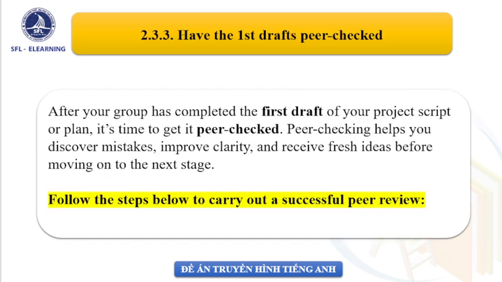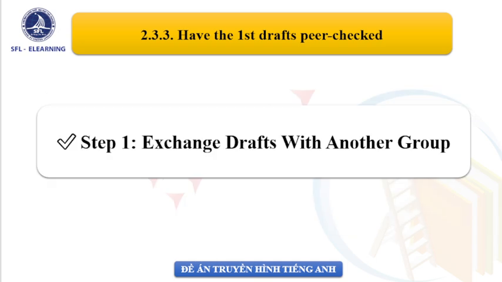After the group finishes the first draft of the plan, it's important that you also check it yourself. By checking yourself or checking with a friend in the group, you can discover mistakes and improve the clarity of the work. And of course, you can also receive fresh ideas from your friends before you move on to the next stage. If you want to have a successful peer review, you should follow the following steps.